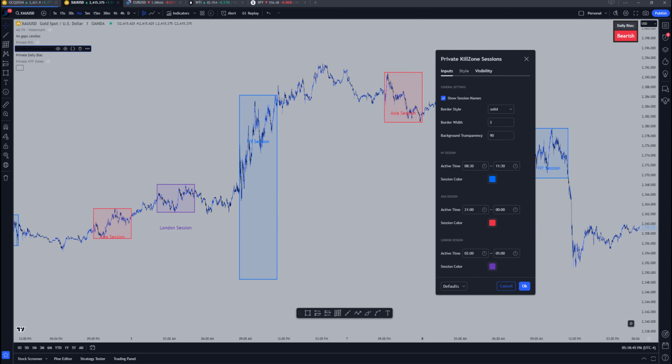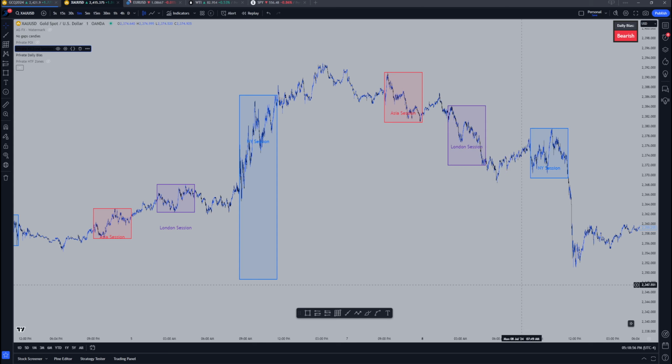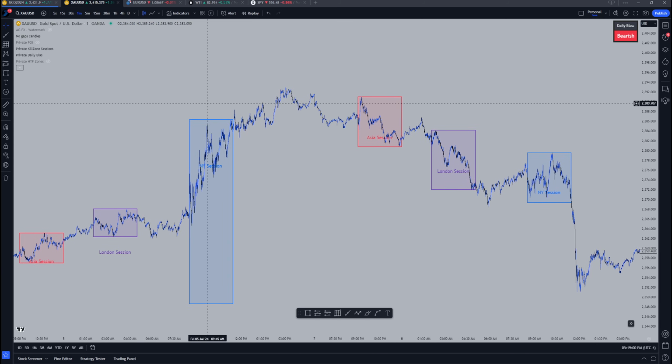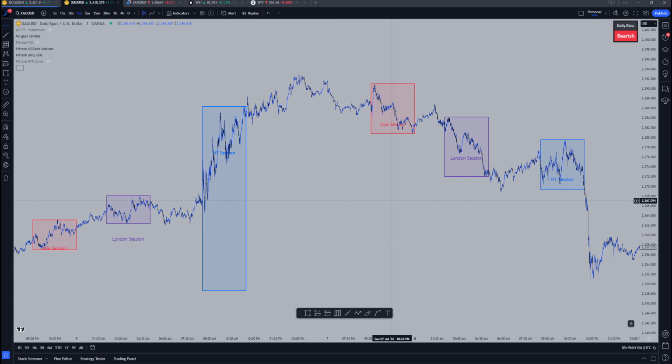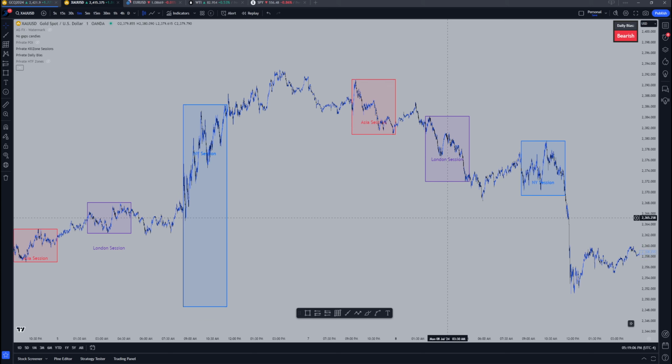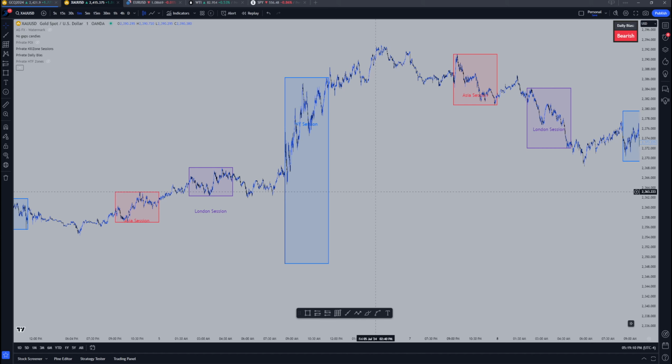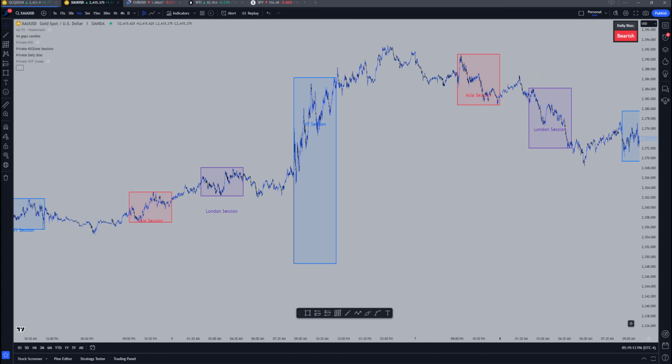So these are my settings for the indicator that I made right here. Okay, show session names on, border width, all this stuff. You guys don't need this indicator if you don't want to use sessions. I just made this indicator so it helps me identify these things more easily, and it also sends me an alert when my session ends and starts. So that's something I found very interesting. So I'm basically going to be looking for the sessions.